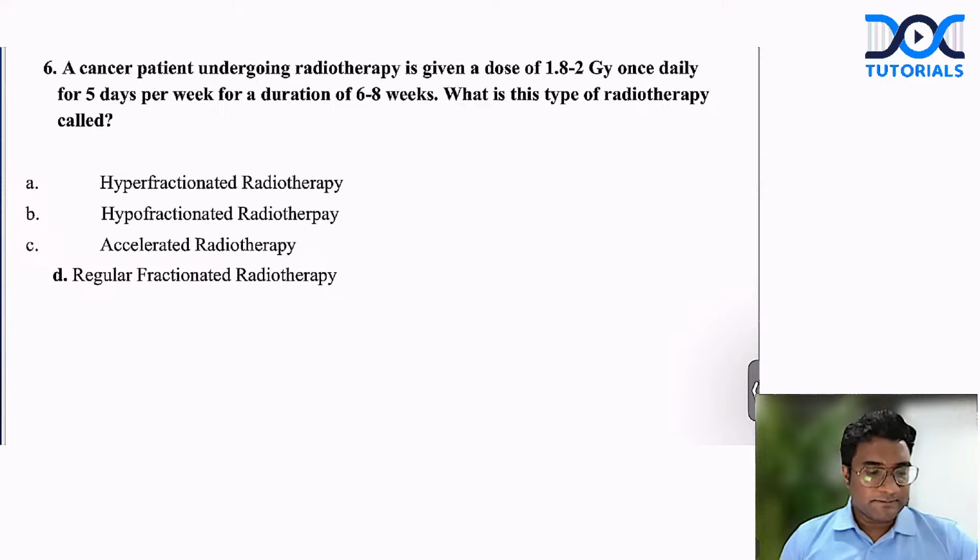What did you answer this? A cancer patient undergoing radiotherapy is given a dose of 1.8 to 2 gray once daily for 5 days per week for a duration of 6 to 8 weeks. What is this type of radiotherapy called?